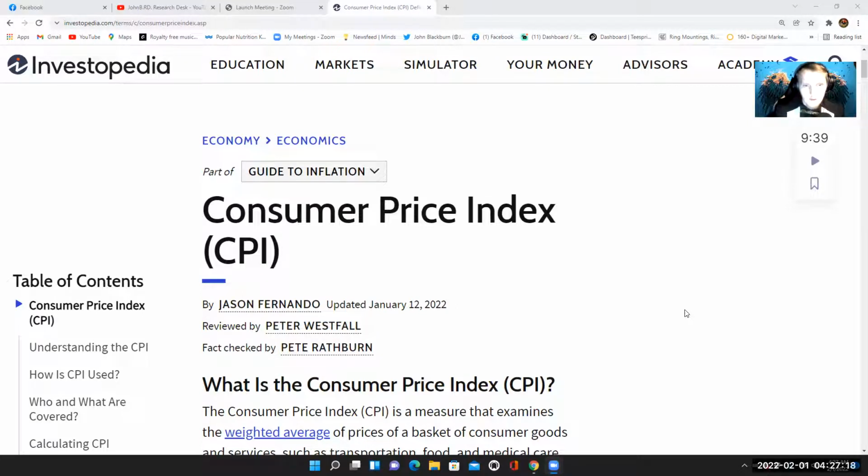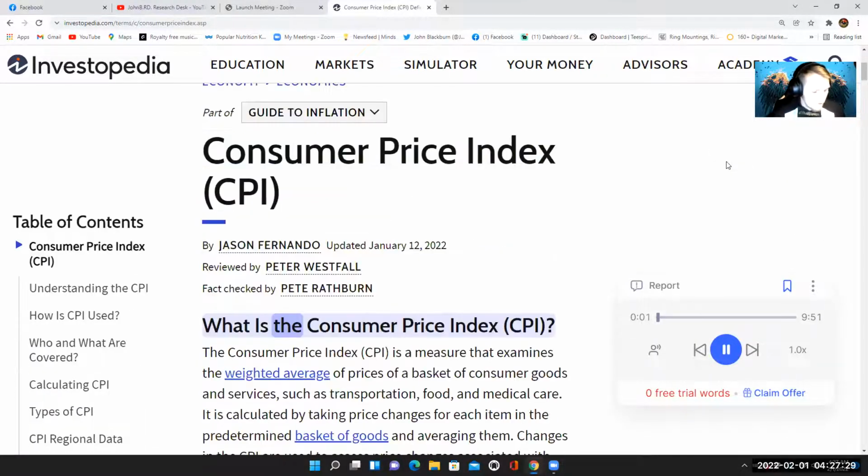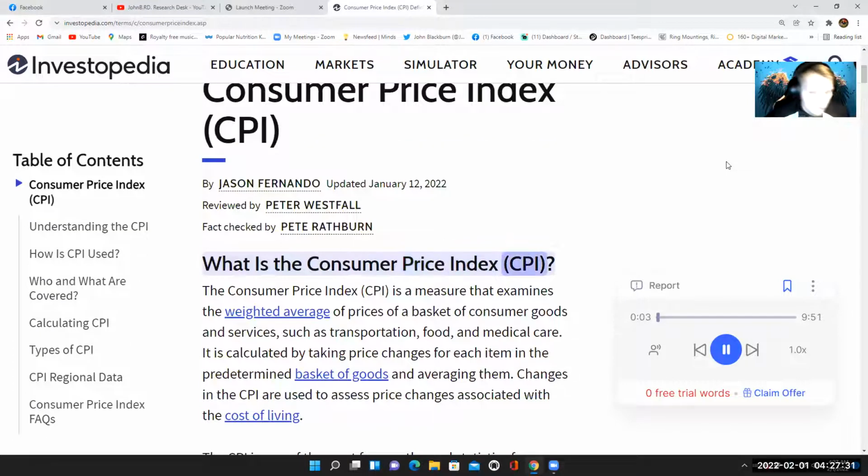Today, we'll cover Consumer Price Index, known as CPI. What is the Consumer Price Index, CPI?